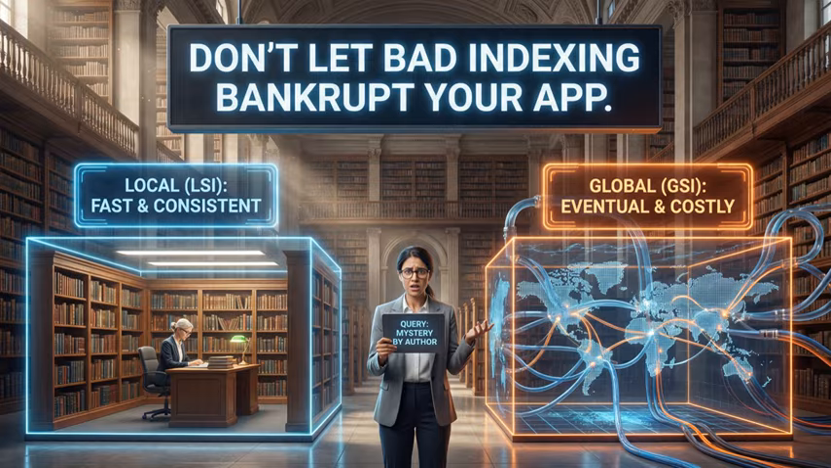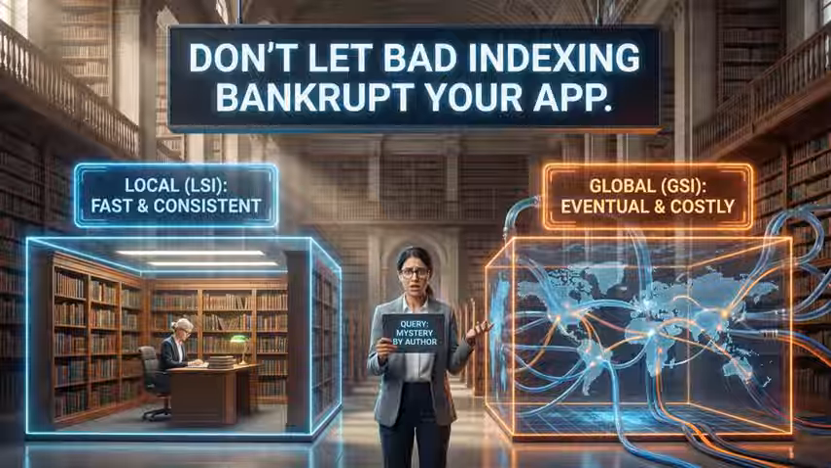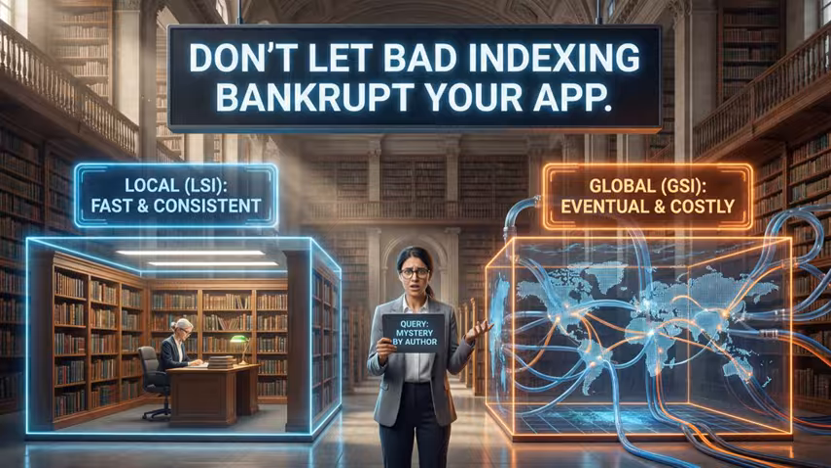ScyllaDB, a Cassandra-compatible database, even introduced something they call local secondary indexes as an optimization on top of Cassandra's model, allowing a syntax to declare an index that uses the partition key, just like DynamoDB's LSI concept, for more efficient local searches. This just shows that as databases evolve, they recognize the need for both local scope and global scope indexes in partitioned environments. Conclusion. Choosing your indexing sidekick.